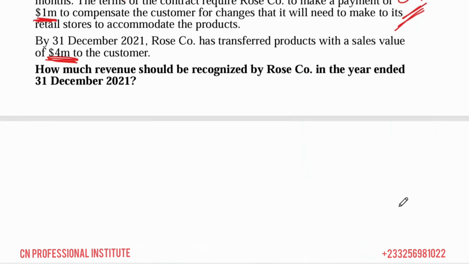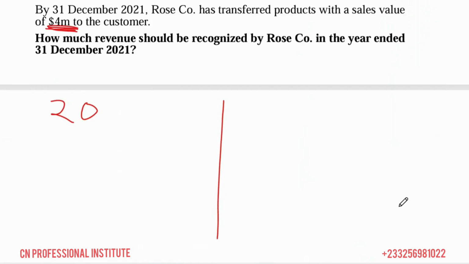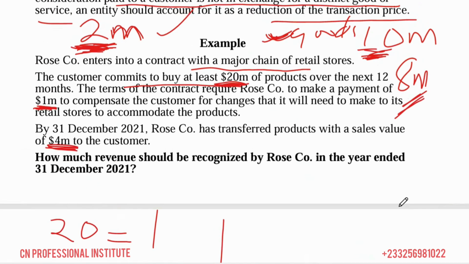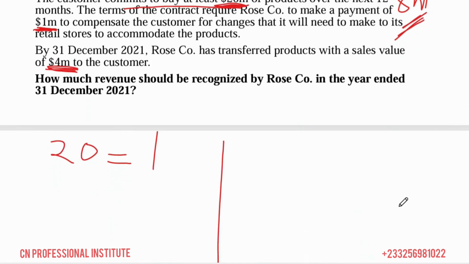So let's solve it. It says for every 20 million. We can do it two ways. The first method: the question said for every 20 million worth of goods transferred, they will refund the customer 1 million. By the year end, we have transferred goods worth 4 million to the customer. So Roscoe has sold goods worth what? 4 million. So for this 4 million, what will be the refund?